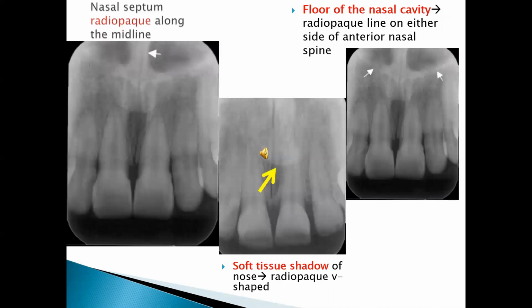The correct answers for the three radiographs are here. The first one, the radiopaque linear landmark, is actually the nasal septum. The second one, or the one in the middle, is actually the soft tissue shadow of the nose, which overlaps the root apices of the central incisors. The third landmark, which is a horizontal radiopaque line on either side, is nothing but the floor of the nasal cavity.